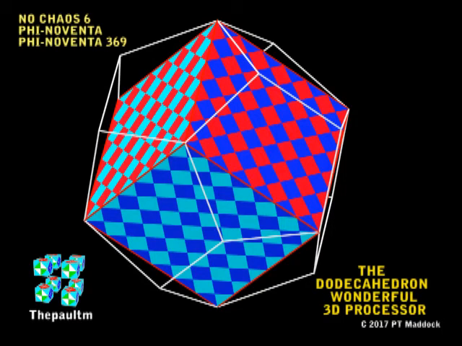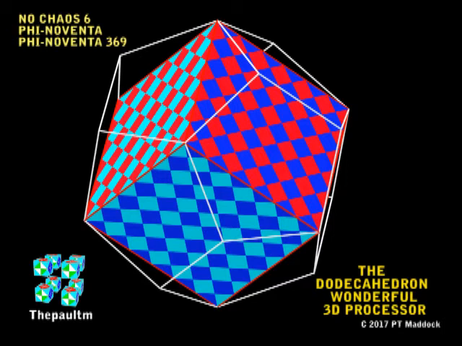I've got another interesting video to show you. On this video, I'm calling 3D Platonic Order No Chaos 6. And in this video, I'm going to show an interesting concept which I call Phi-Noventa.